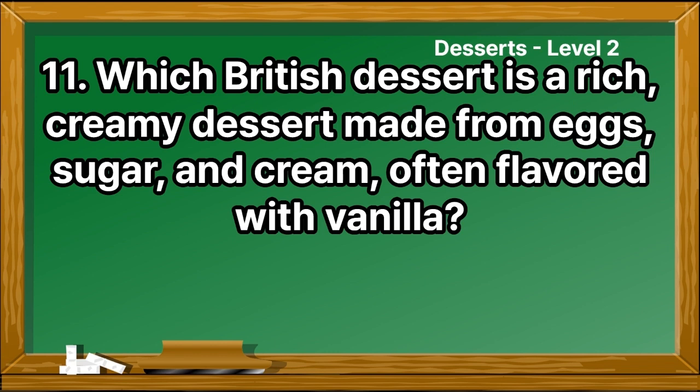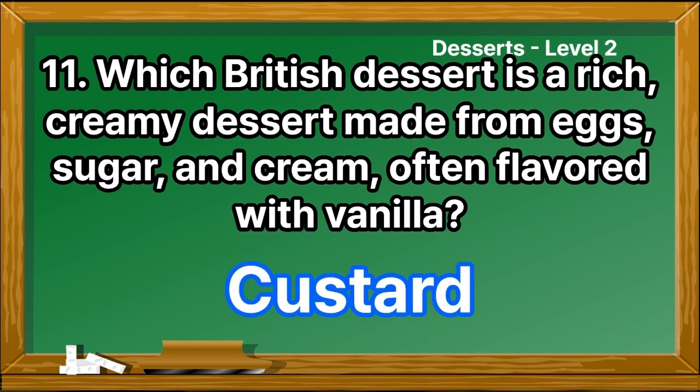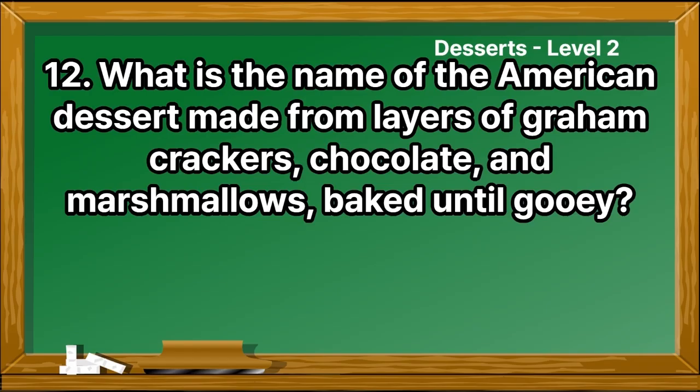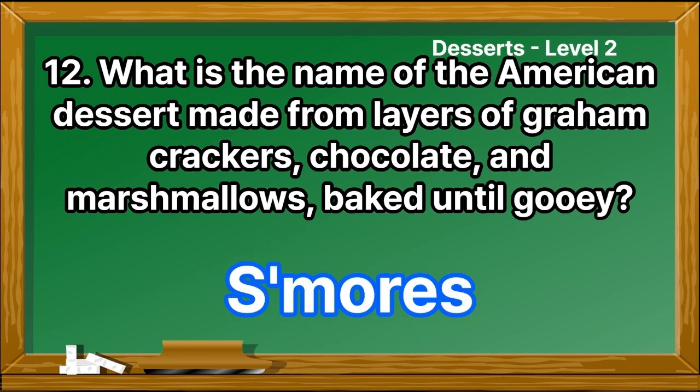Which British dessert is a rich, creamy dessert made from eggs, sugar, and cream, often flavored with vanilla? Custard. What is the name of the American dessert made from layers of graham crackers, chocolate, and marshmallows, baked until gooey? S'mores.